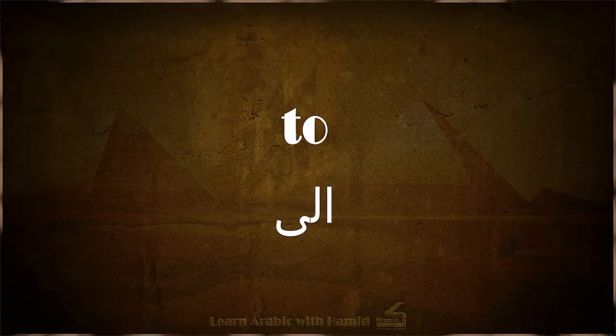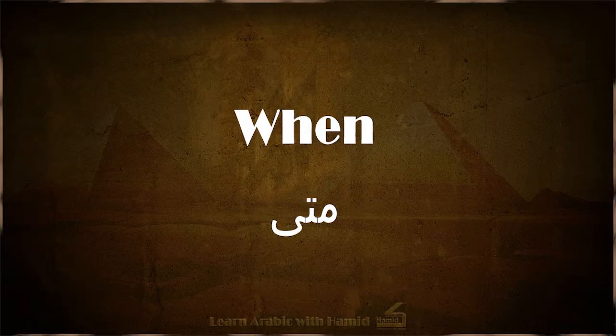Other examples, we say, for example, to, ila. So toward or to is ila. So alif, lam, ya, maqsura, or alif layyana. Another example could be when. The question particle when, mata in Arabic. So it's not mati, it's mata. And it's mim, ta, ya without dots. Mata. And here the pronunciation is alif, but it's written ya. This is a soft alif, or alif maqsura, or alif layyana.